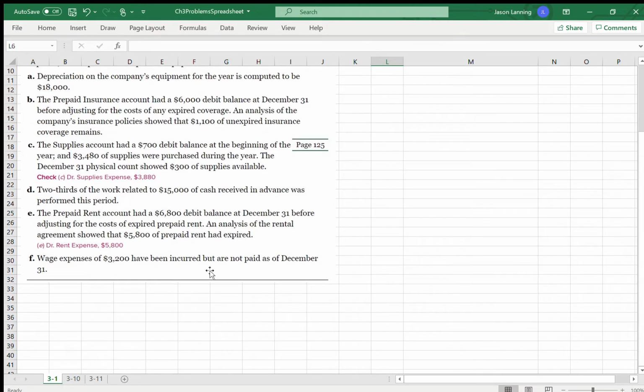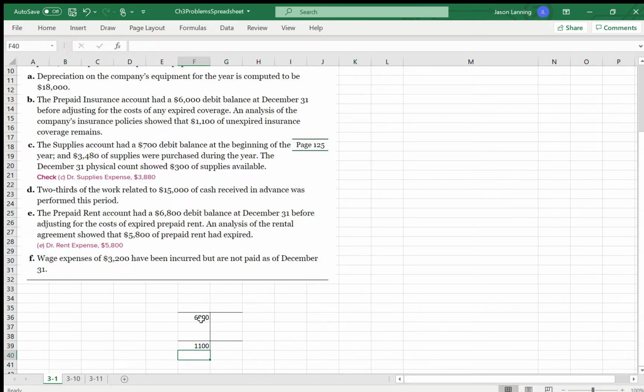Okay, so how do we think about this? Well, we'll do a quick little T account here, and in this T account we're going to look at our prepaid insurance. Prepaid insurance, again, is an asset. We own the rights to this insurance. We had a $6,000 debit balance, so here's $6,000 on the debit side. And it tells us at the end of the year we have $1,100 left. So basically, at the end of the year this is our balance.